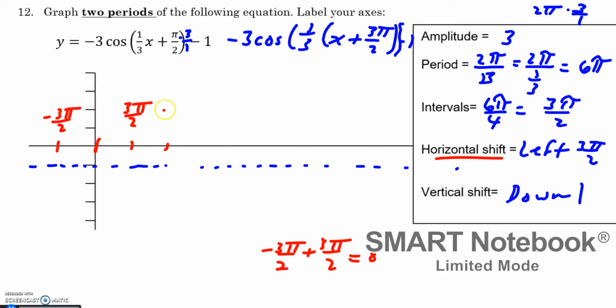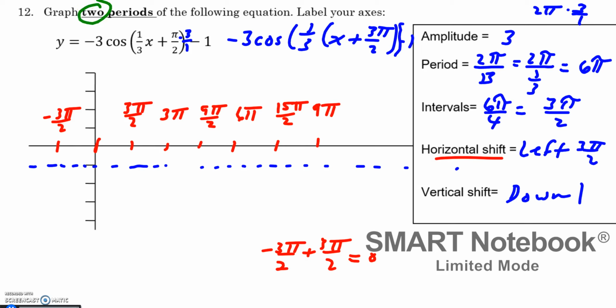Then we get 6 pi over 2, which is 3 pi, 9 pi over 2, 12 pi over 2, which is 6 pi, 15 pi over 2, 18 pi over 2, which is 9 pi. Let's check in before I keep going how many dots I have so far, so we can see if we can graph exactly 2 periods.